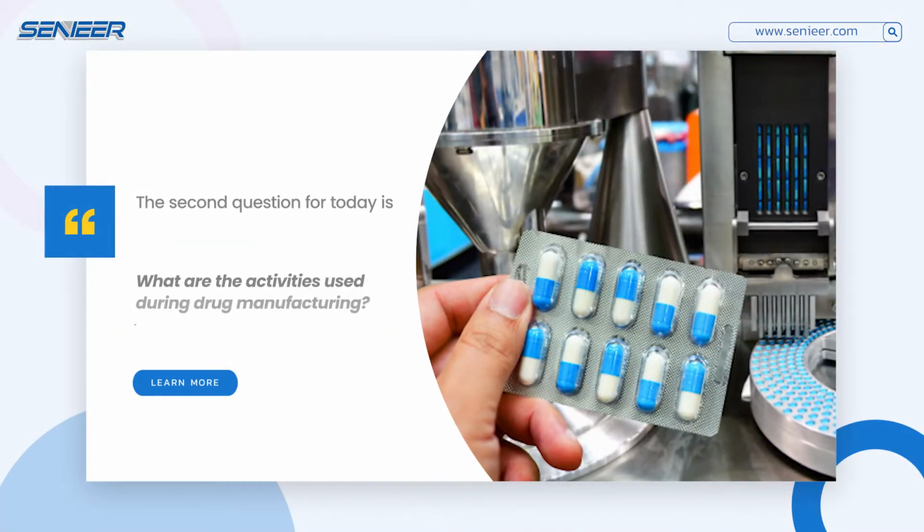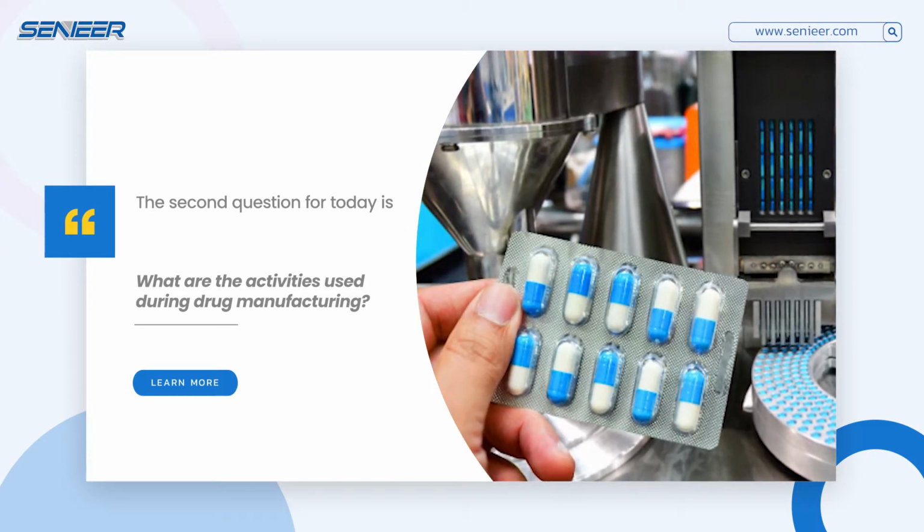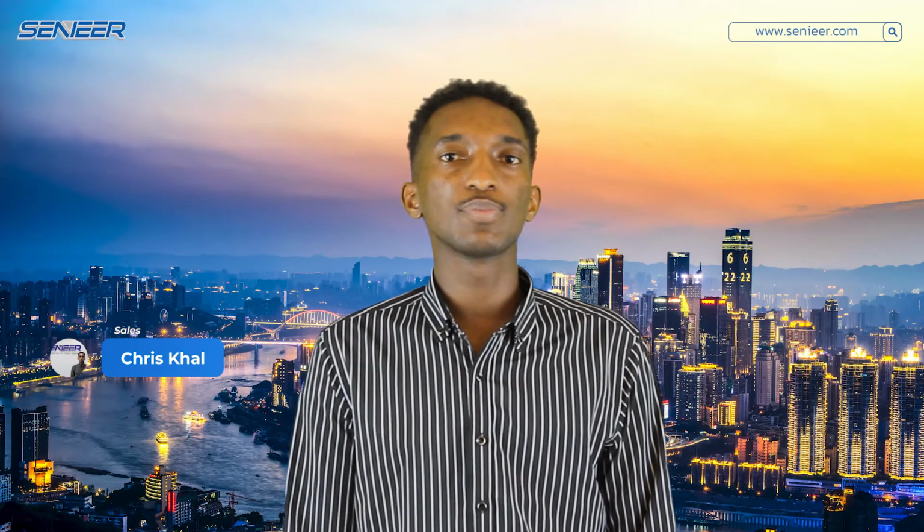The second question for today is, what are the activities used in drug manufacturing? Here we use milling, granulation, coating, and tablet pressing.